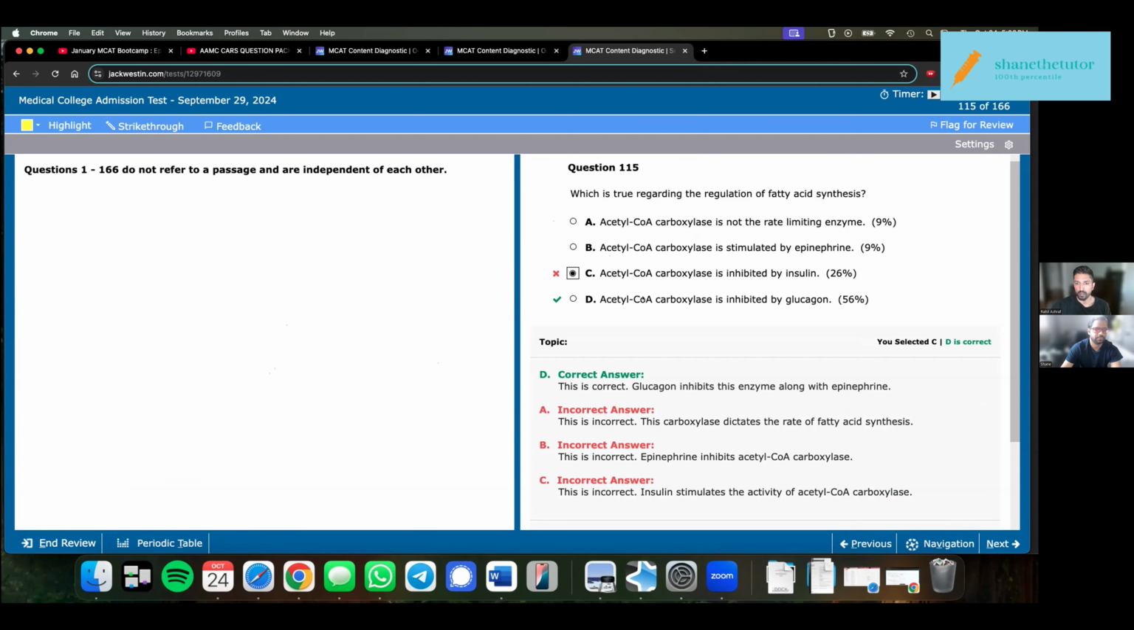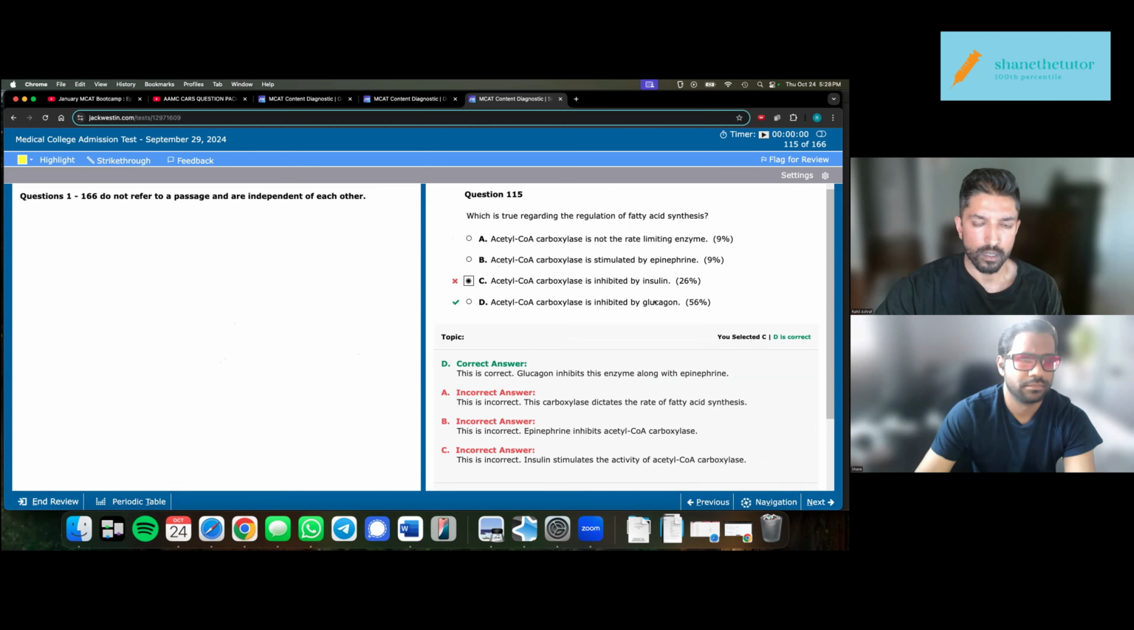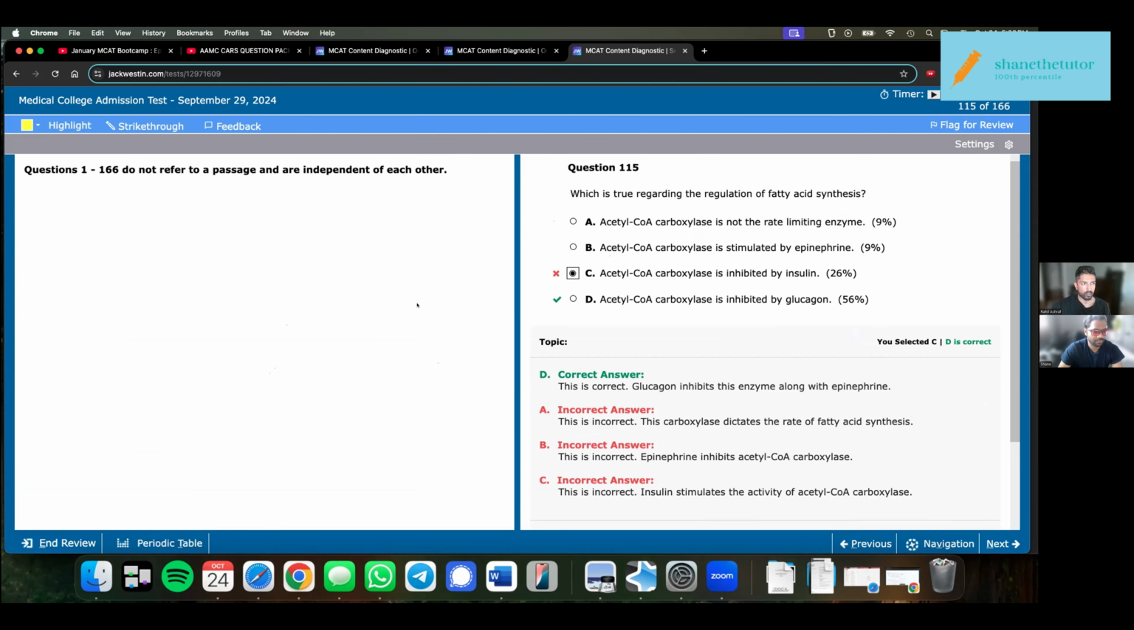So if you're making glucagon, you want to increase production of sugar, right? So is that why glucagon would be an inhibitor, essentially? So you're saying... tell me what you're saying again.